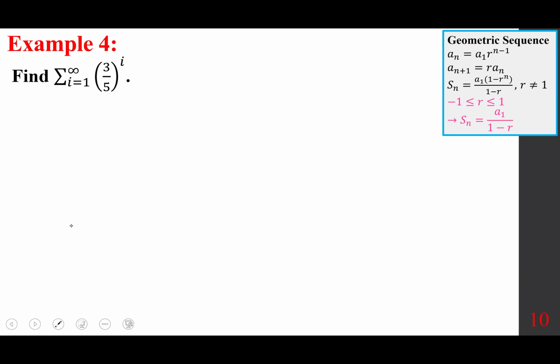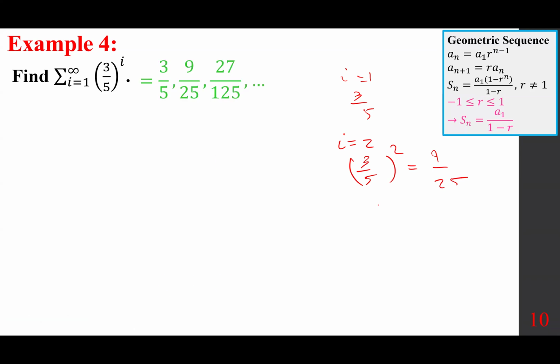Okay, what about this one? We are looking at basically the same situation. And the difference is that this continues indefinitely to infinity. So let's write the first few. If we put I equals 1, we get 3 over 5. I equals 2, we get 3 over 5 squared, which is 9 over 25. If you put 3, you get 27 over 125.